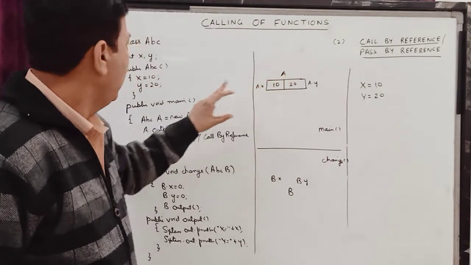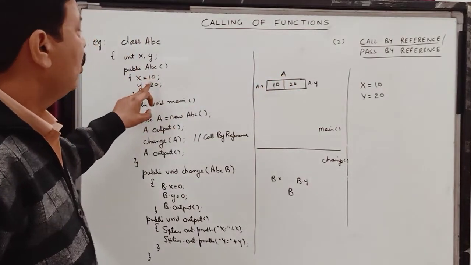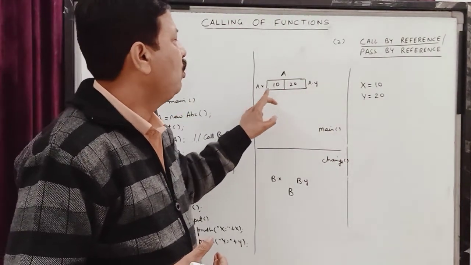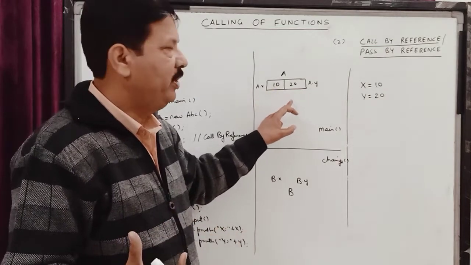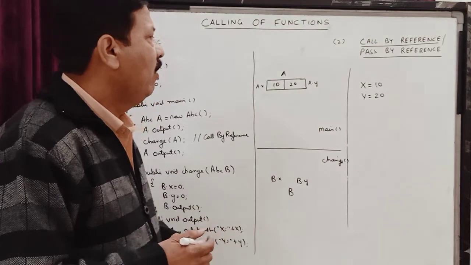The object's name is A, and it has two instances, A dot X, which is storing a value 10 according to the constructor, which has given the value, and A dot Y. These are two instances of the object. So A dot X is storing a value 10 and A dot Y is storing a value 20.